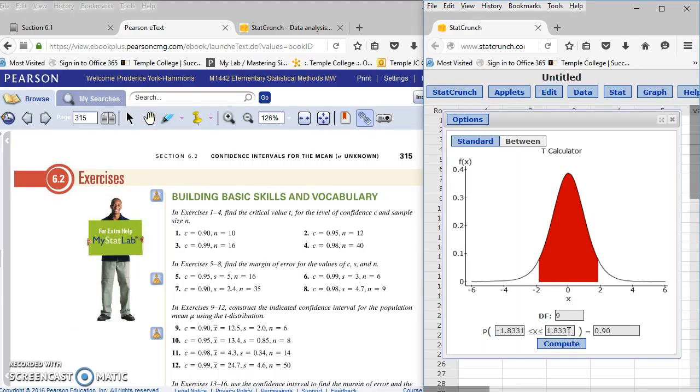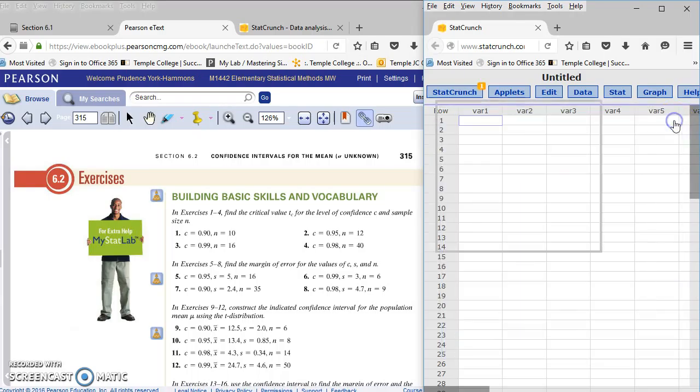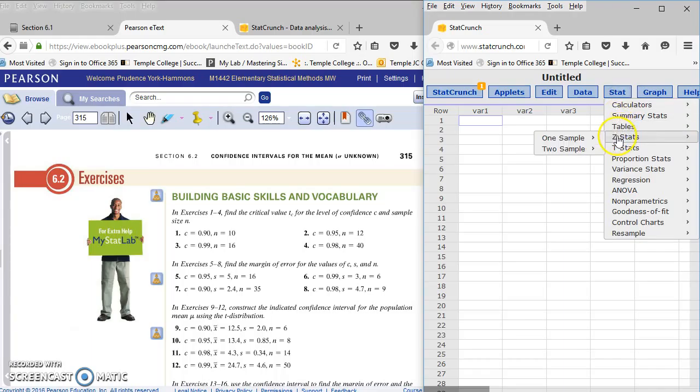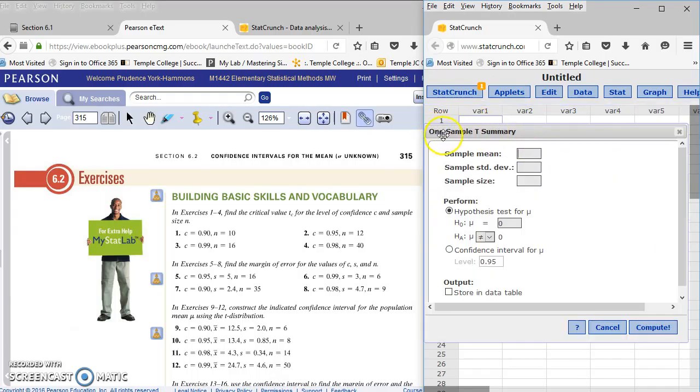Now, if you want to find a confidence interval, remember when we knew the standard deviation for the population, we did Z-stats. But when the standard deviation is unknown, you have to do a T-stat, one sample with summary. Now we still have to know the sample mean. Let's look at problem number 9 here. The sample mean is 12.5. We need to know the sample standard deviation, in this case 2.0. And we need to know the sample size, in this case n is 6. And we're doing a confidence interval for C equals 0.90.